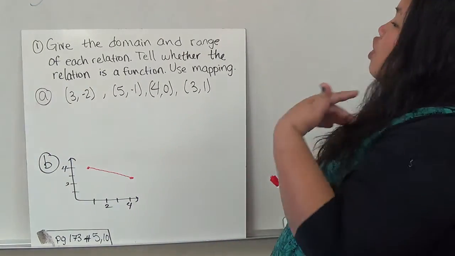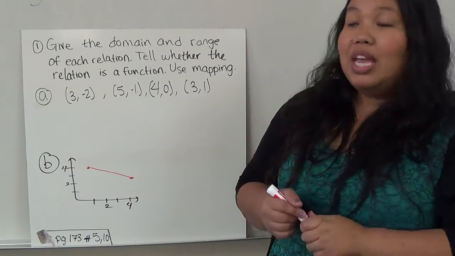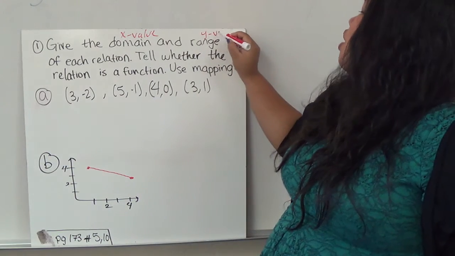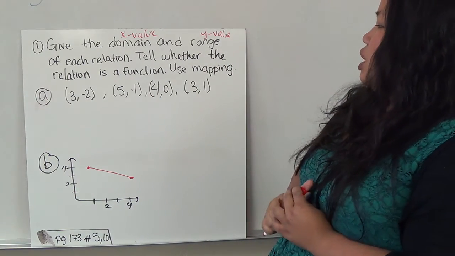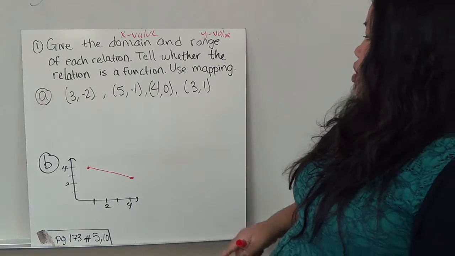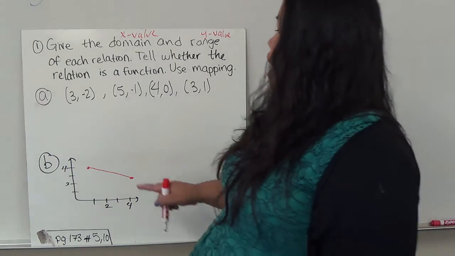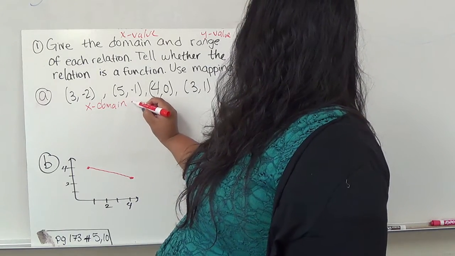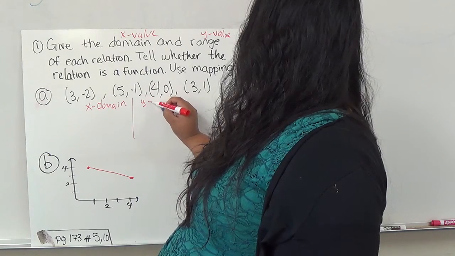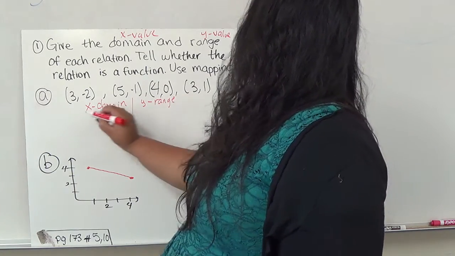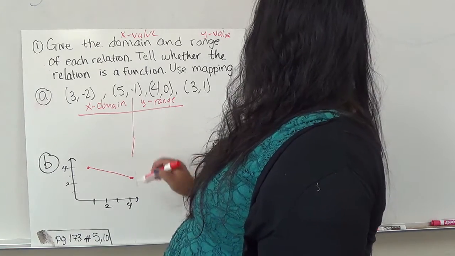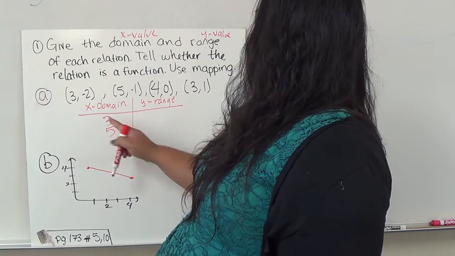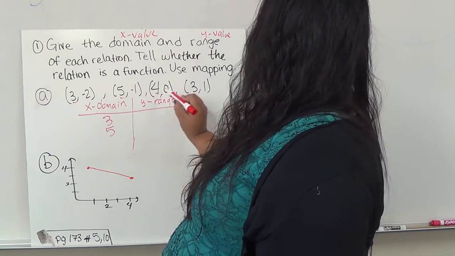All right, it says to give the domain and range of each relationship. Again, the domain is the x value, and the range is the y value. Tell whether the relationship is a function, use mapping. So I'm going to go ahead and write down my x, which is my domain, and then my y, which is my range. And I'm going to use mapping. So mapping is basically I'm going to put all the x's in one chart. 3, 5, 4, 3.